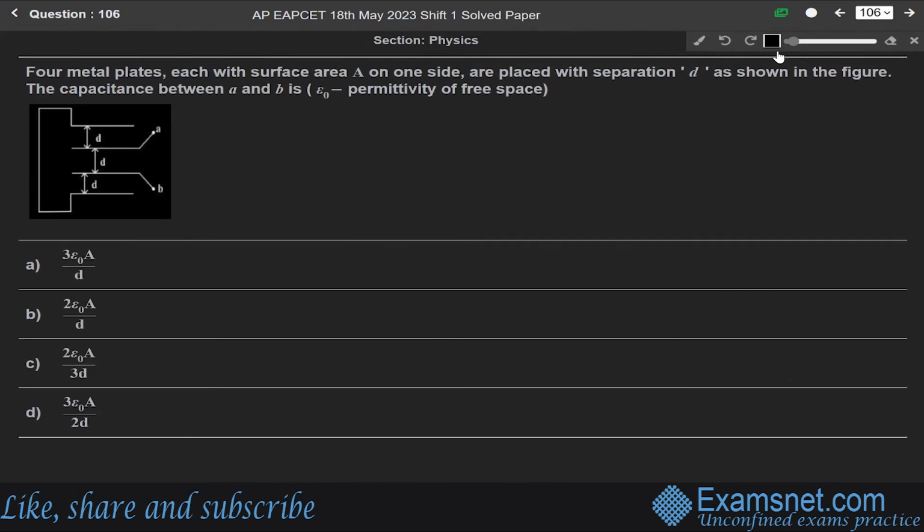Okay. Now next question, 106. 4 metal plates, each with surface area A on one side, are placed with separation D as shown in the figure. We are given 4 metal plates, this and this, and they each have a surface area A and separation D. The capacitance between A and B. We have to find the capacitance between this A and B.